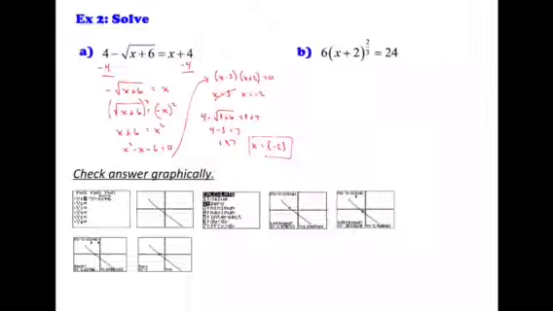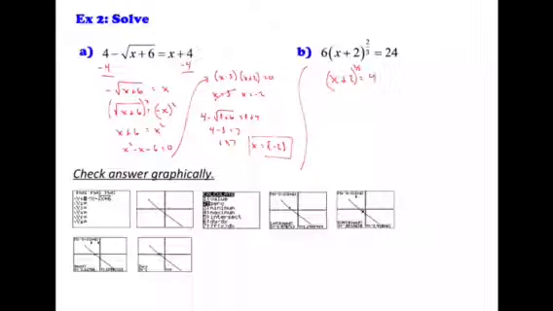On example B, we've got 6 times x plus 2 raised to the 2/3 is equal to 24. Well, this is still a radical. Rational exponents are radicals. So let's isolate that by dividing by 6. So we get x plus 2, raised to the 2/3, is equal to 4.